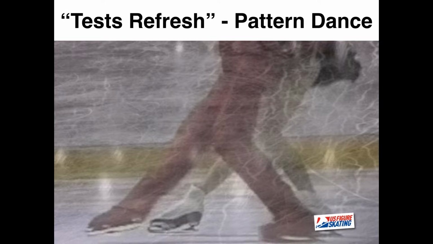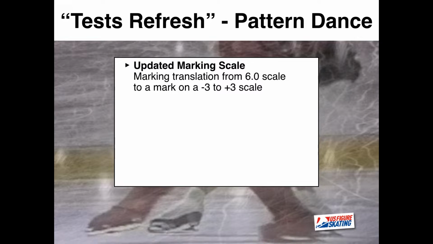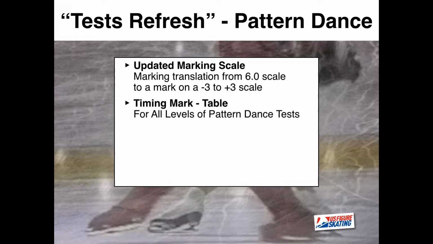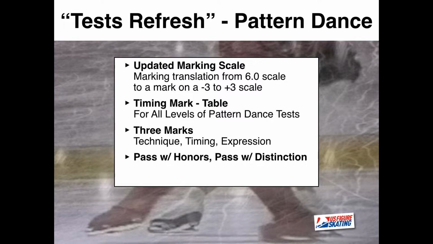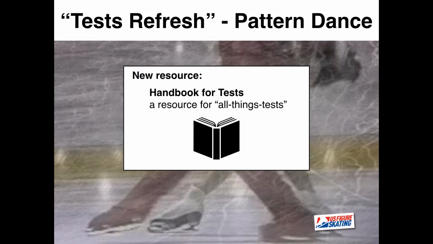Thanks, Lynn. In this pattern dance video, we will be covering the updated marking scale, marking translation from the 6.0 scale to a mark on a -3 to +3 scale, timing mark table for all levels of pattern dance tests, 3 marks: technique, timing, expression, 2 new passing categories: pass with honors, pass with distinction, and updated pattern dance test forms. We have also developed a new resource, a handbook for tests. This is a resource for all things tests, covering the aspects just mentioned with marking translation examples, presentation of test rules, test expectation standards, test requirements, and definitions for each test discipline.